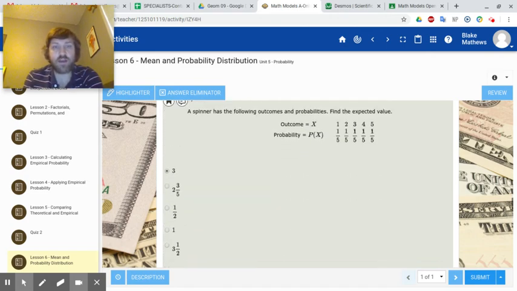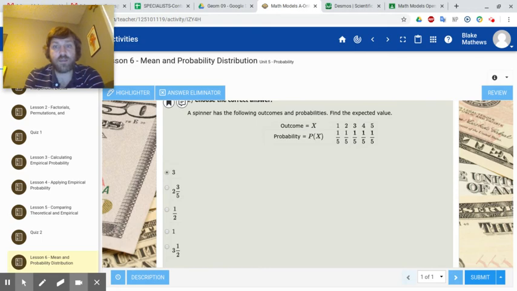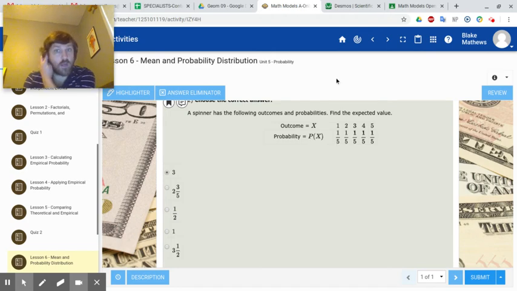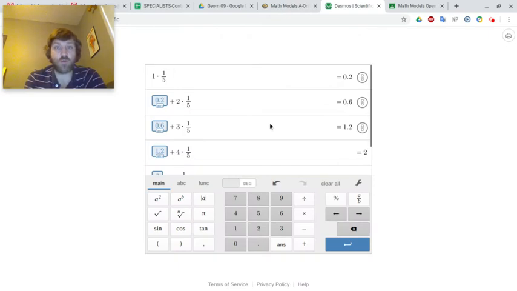So the expected value is basically gotten by multiplying the outcome times the probability of that outcome. So we're going to be multiplying each group of numbers. We're going to be multiplying the x, 1, times the probability of x, 1/5. And we're going to do that for each one of these. So I'm going to come over here and show you what I did.